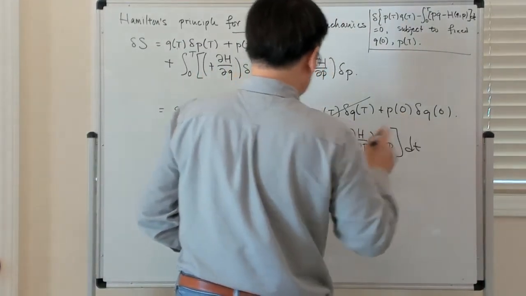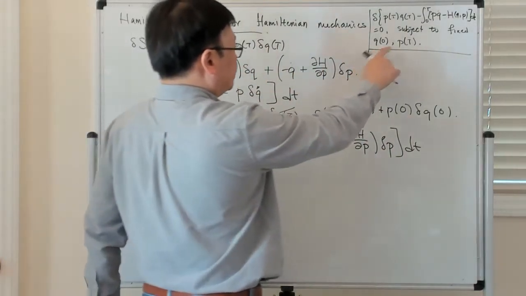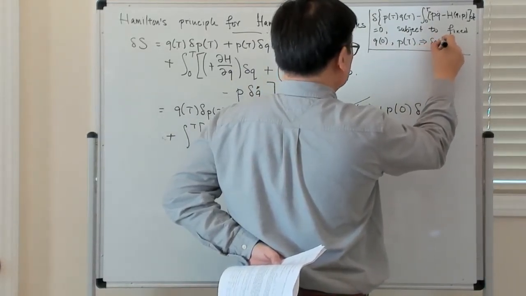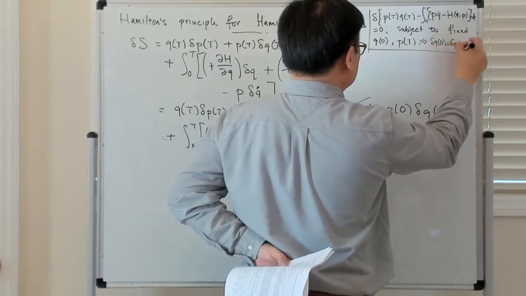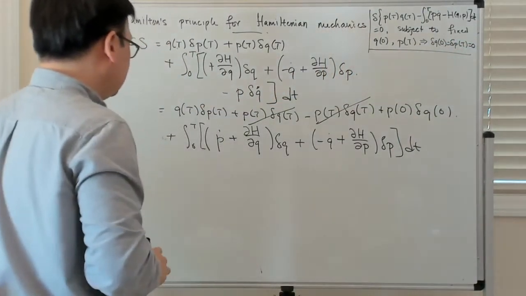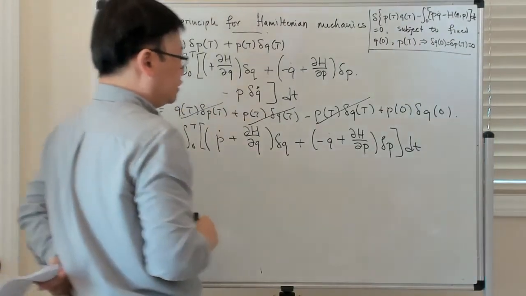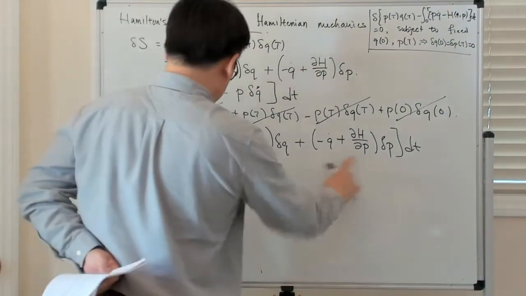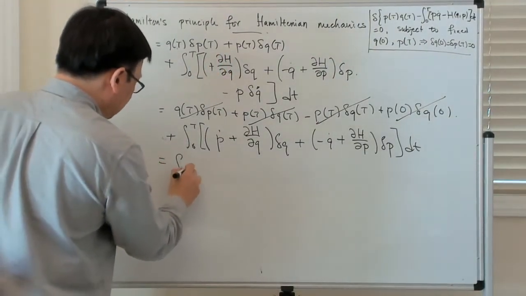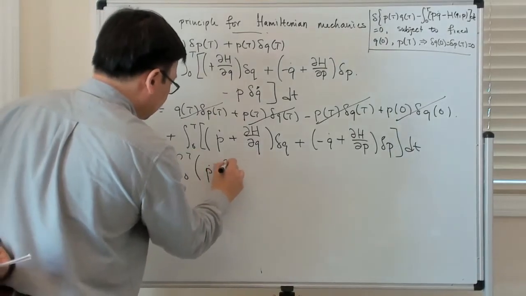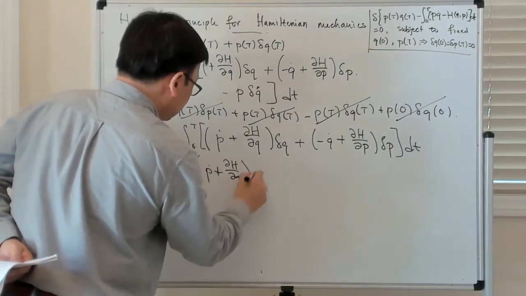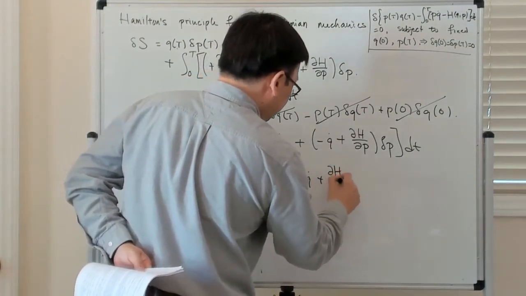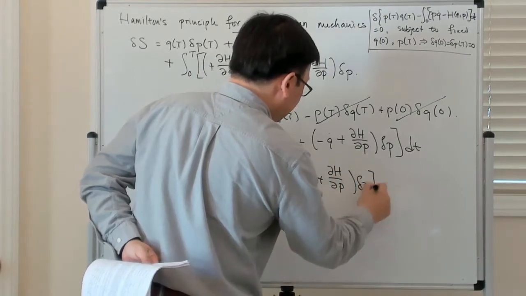dt. All right, then I use the fact that q0 and pt are fixed, which means that the variation in q0 equals the variation in pt, which is 0. Okay, so variation in pt vanishes, this disappears. Variation in q0 vanishes, this disappears. So you're just left with this thing now. This is just the integral from 0 to t of (p dot plus dh/dq) variation of q, plus (minus q dot plus dh/dp) variation of p dt.